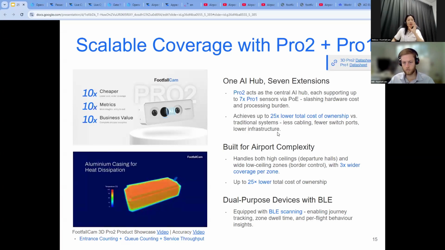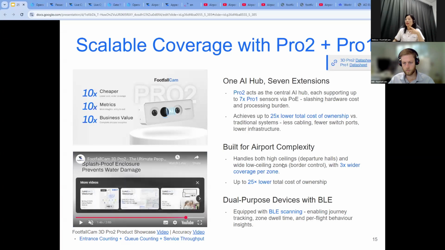Now, why does that matter so much for an airport? Airports have many challenging environments. You have high ceilings in the departure hall, and other areas like the border control zone could be a very low ceiling zone, so you can't have one sensor fit all. And some places have a very wide coverage area. Competing solutions would require probably 100 to 300 sensors to cover a single large zone.